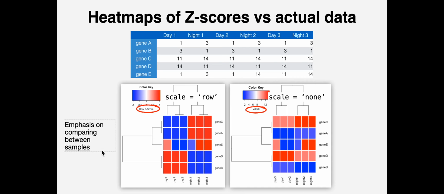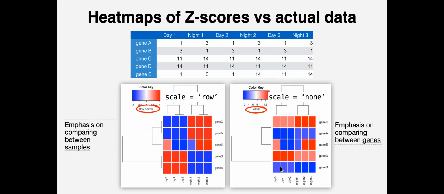And if you do scaling by the rho, that really puts the emphasis on comparing between samples and understanding how genes change across your samples, irrespective of the magnitude of their expression. Whereas if you do scale equals none, it really puts an emphasis on comparing between genes. In other words, kind of comparing vertically, right? And so what tends to stand out when you don't do scaling is you tend to see the most highly expressed genes in your data set, which in this case are C and D.